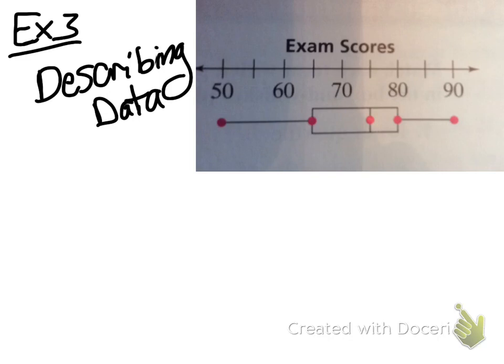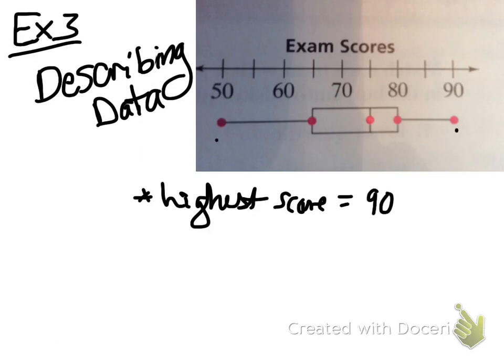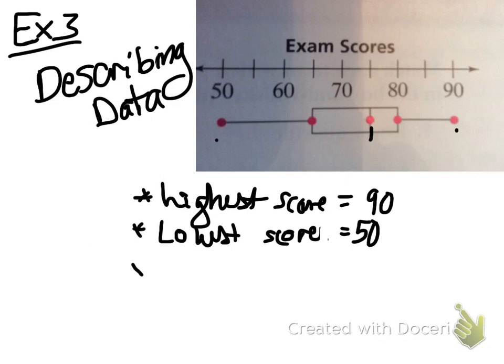Alright, we're going to do example 3 now. We're going to practice describing the data based on what we see in a box and whisker plot. So we have this box and whisker plot showing exam scores. We can describe it by saying, first of all, we know the highest score is going to be our maximum. The highest score on the exam was a 90. The lowest score was a 50. The median is 75.